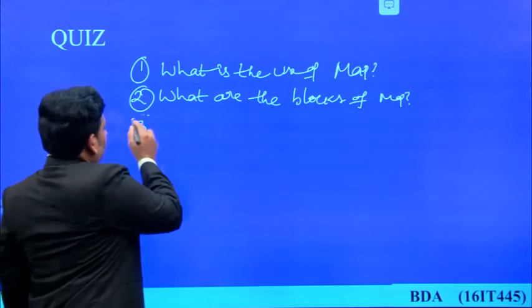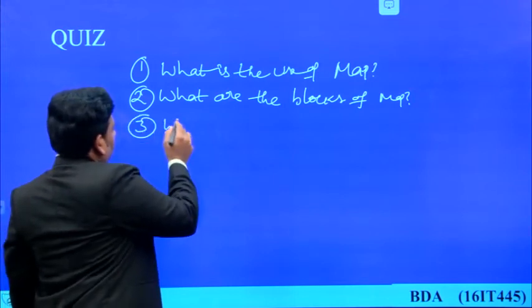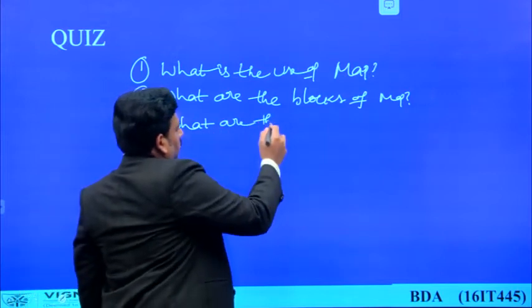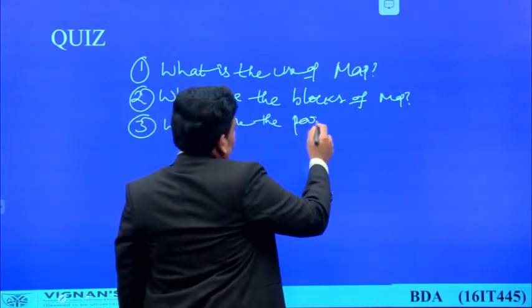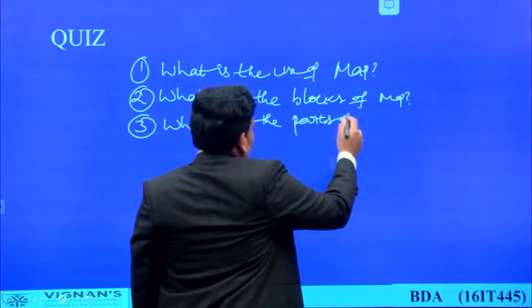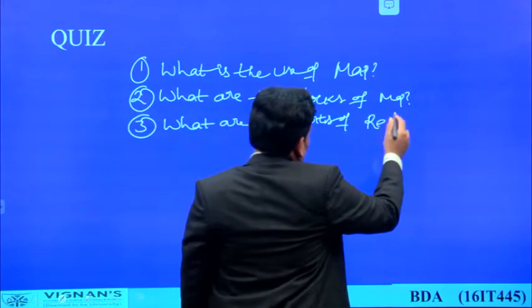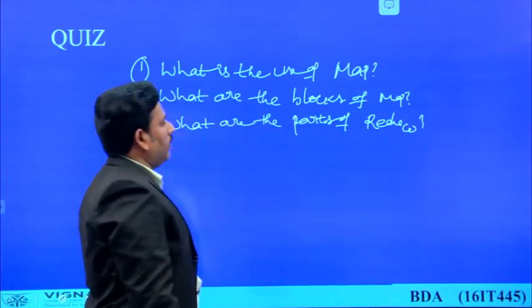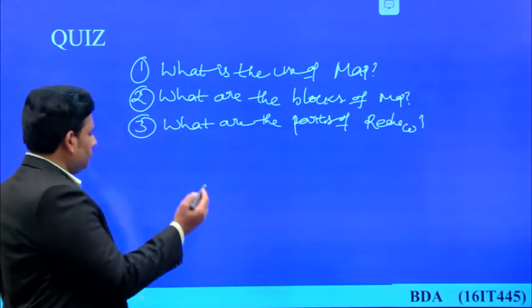The next one, what are the parts of the reducer block? What are the parts of the reducer block?